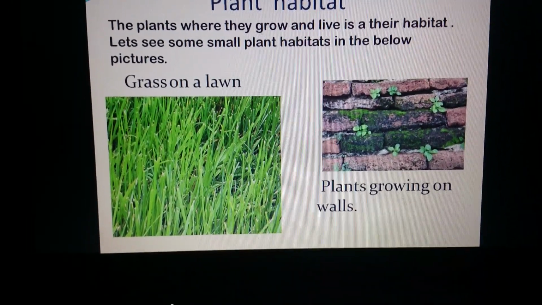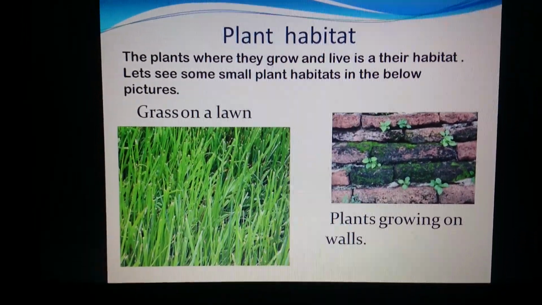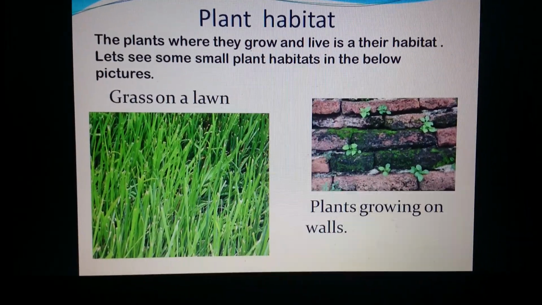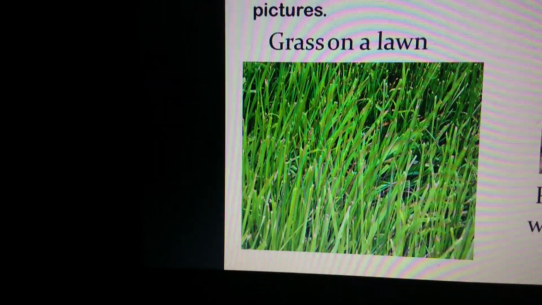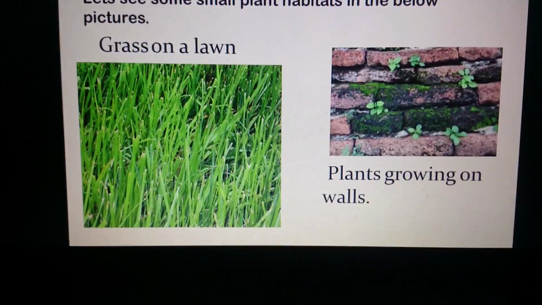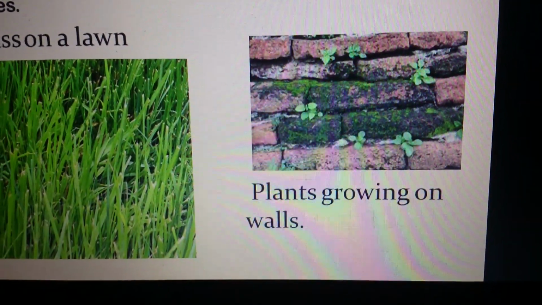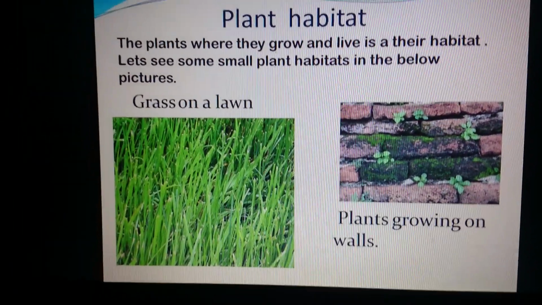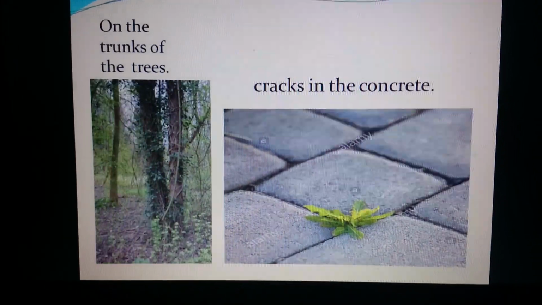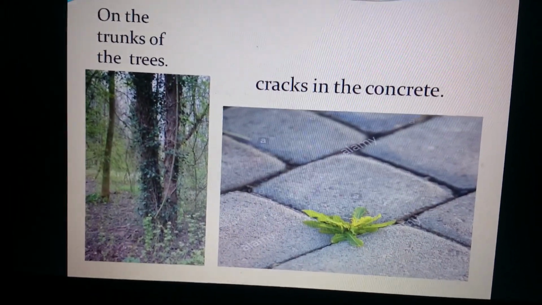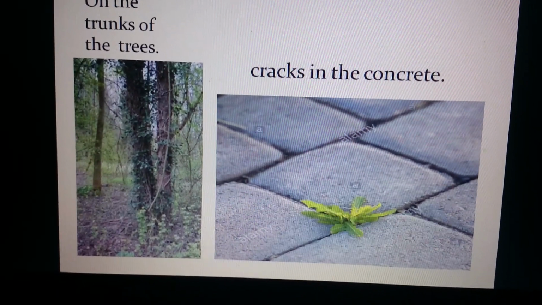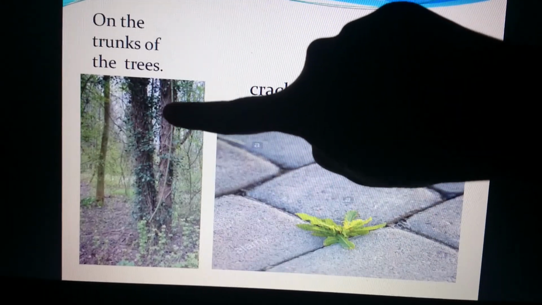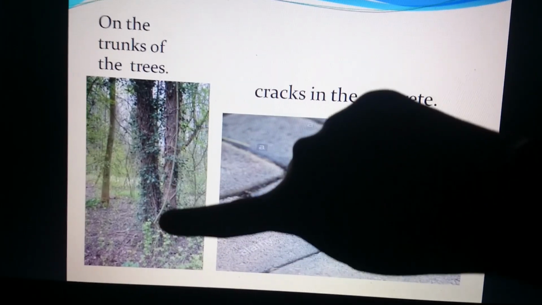Let's see some small plants and habitats in the below pictures. For example, you can see grass on a lawn. This is the grass, the small plant, grass on a lawn. And you can also see plants growing on walls, tiny plants growing on walls. So these are their habitats. You can also find plants growing on the trunks of the trees. Can you see this? These are the trunks of the trees.